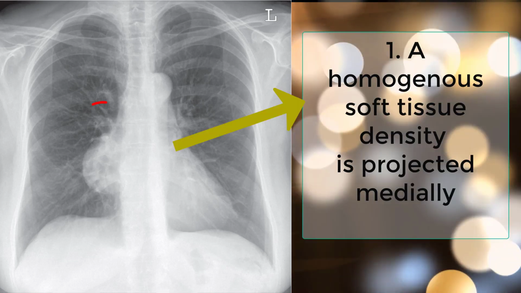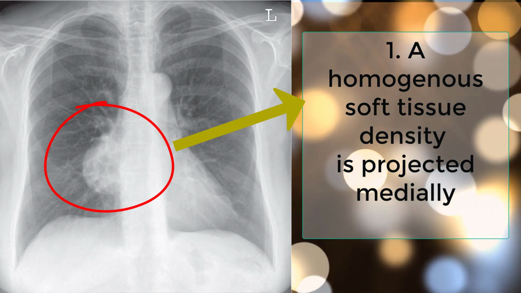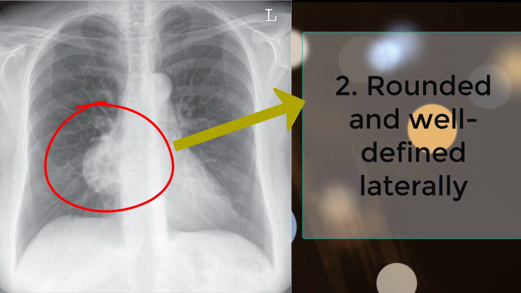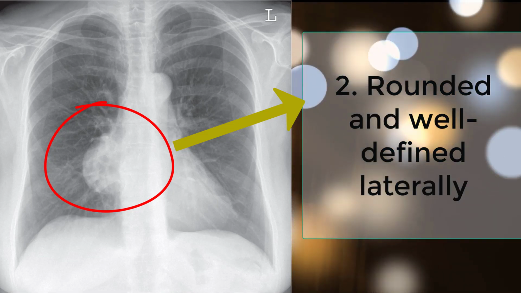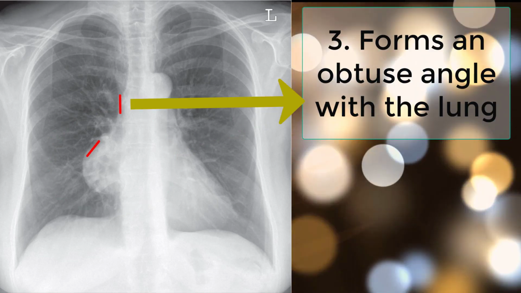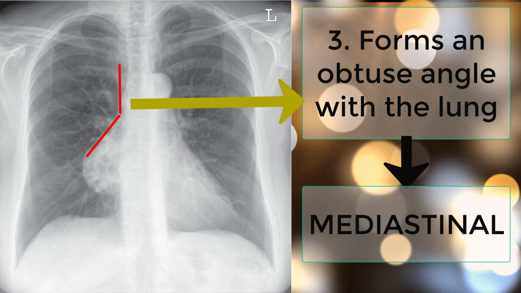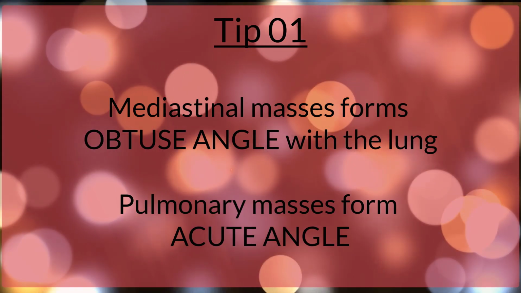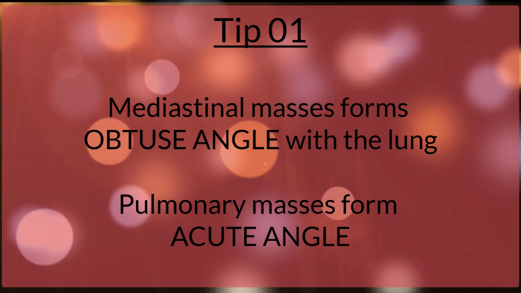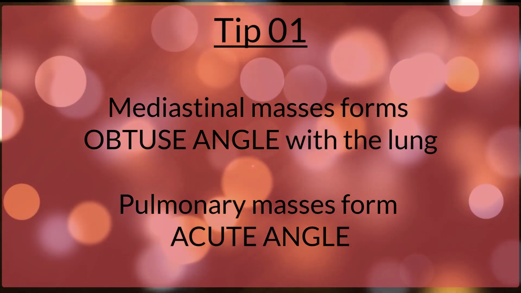Here you can see a relatively homogeneous soft tissue density which is projected medially in the right mid and lower zones. It is rounded and well defined laterally, but the medial aspect is not visualized separately from the mediastinum. And then it forms obtuse angle with the lung, implying a mediastinal rather than a pulmonary mass. Okay, now tip number 1. Guys, please remember, mediastinal masses form obtuse angle with the lung, while pulmonary masses form an acute angle.